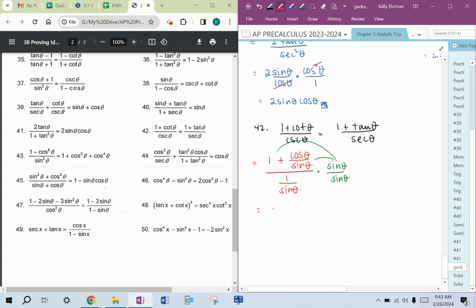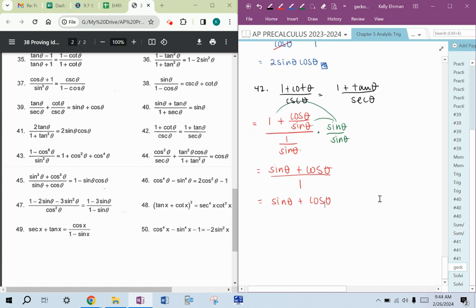So when you do that, in the numerator, you get sine theta plus just cosine theta. In the denominator, you get just 1. So this is kind of weird. We just have sine theta plus cosine theta. Well, let's look at what we're trying to get. We're trying to get 1 plus tangent theta divided by secant theta. So maybe we say, well, if I want to get a divided by secant theta, maybe I multiply by a secant theta as well. So let's do another multiply by a special case of 1 here.